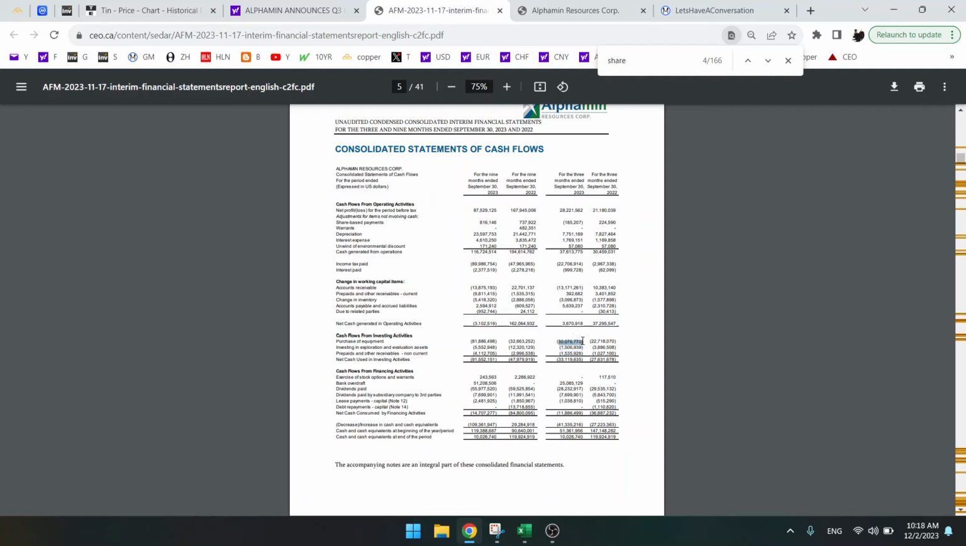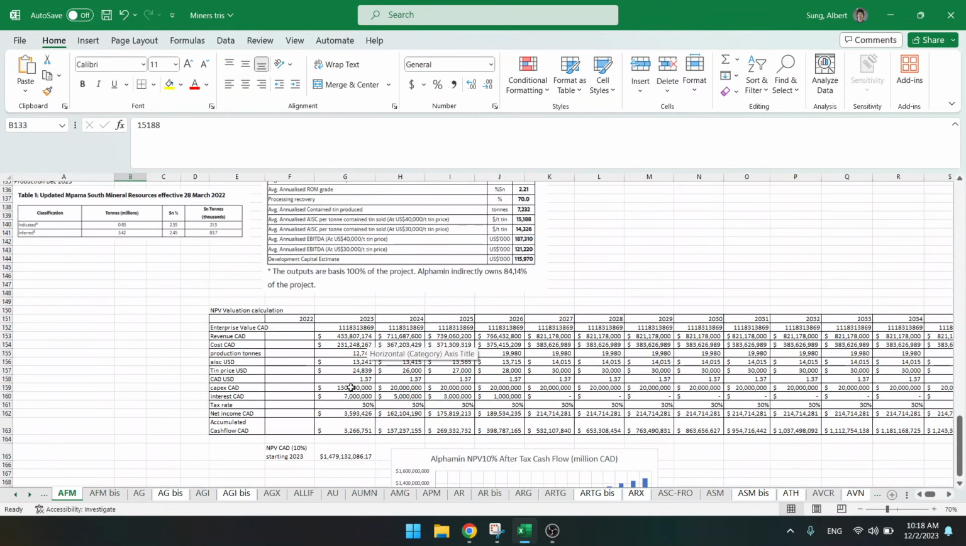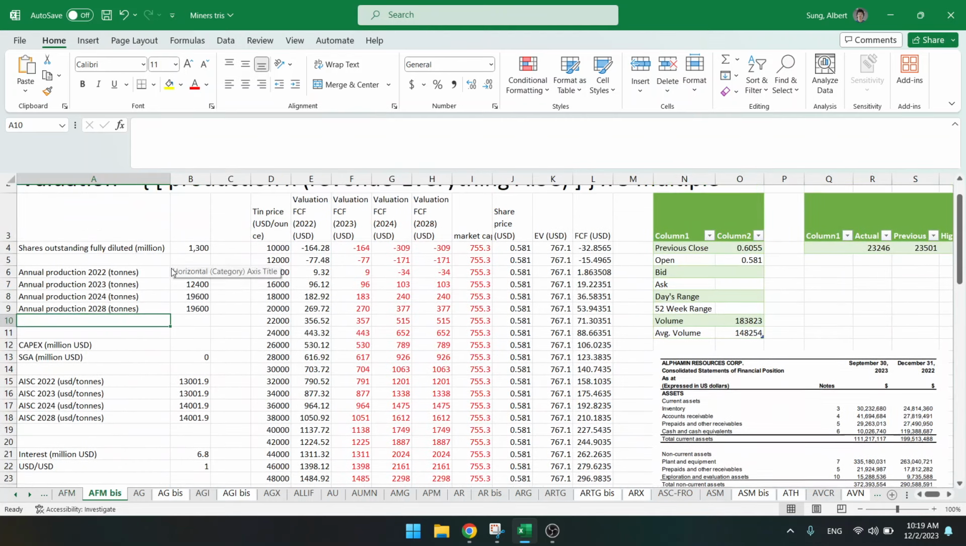Not sure if this is going to stay. 6 million, 100 million. How much did I use here? I think 20 million is a good estimate, right? 20 million capex per year. This is a bit higher now because they're building something. But let's take indeed 20 million for the future, for exploration, etc.